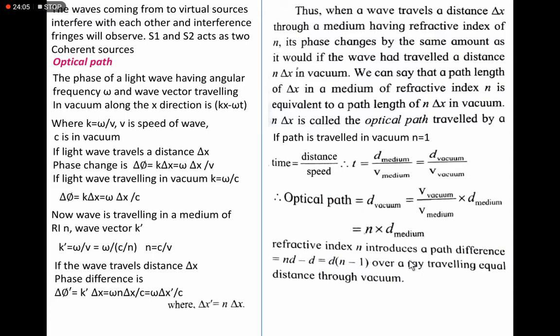If the refractive index is n, then this is nd minus d, so equal to d into the bracket n minus 1. This is the distance traveled by the light wave in the vacuum. So this is about the optical path.